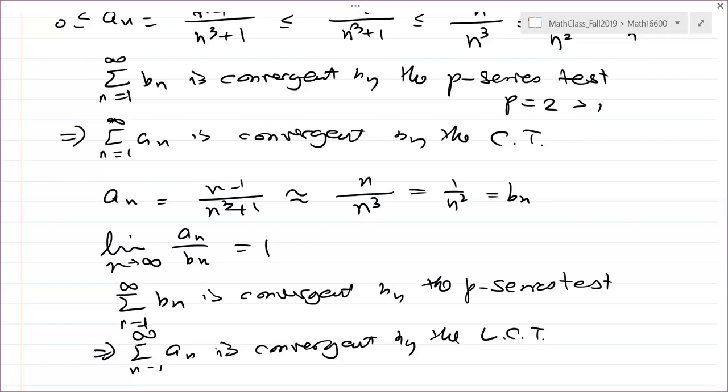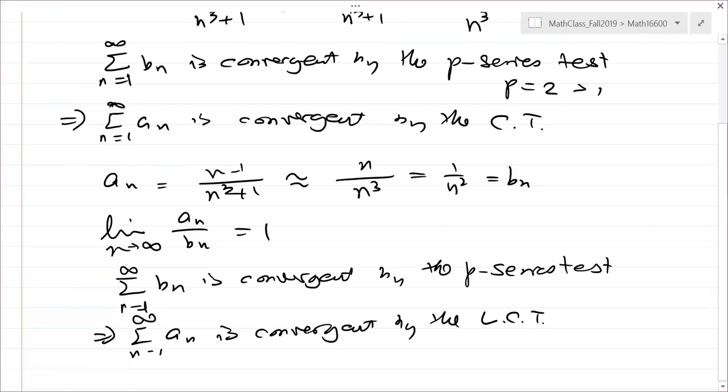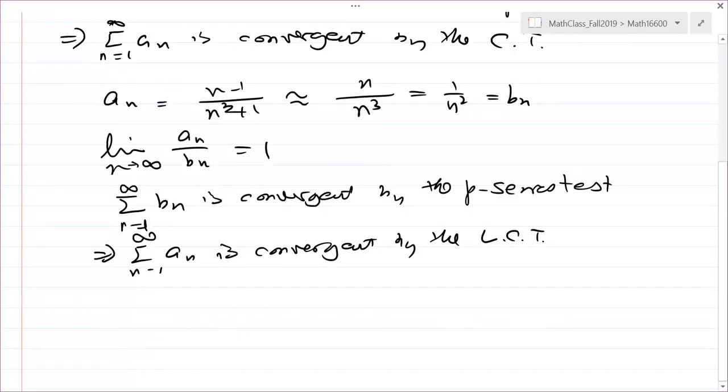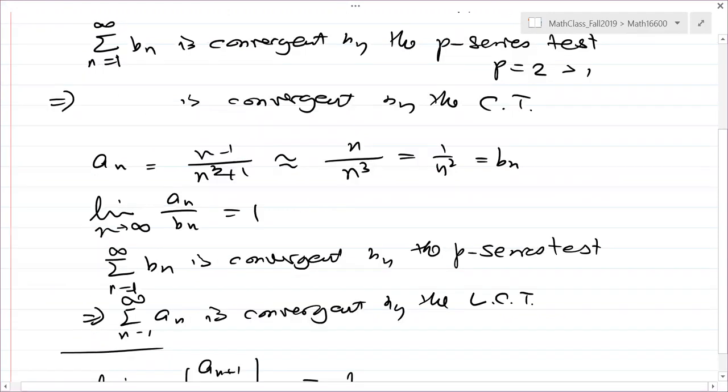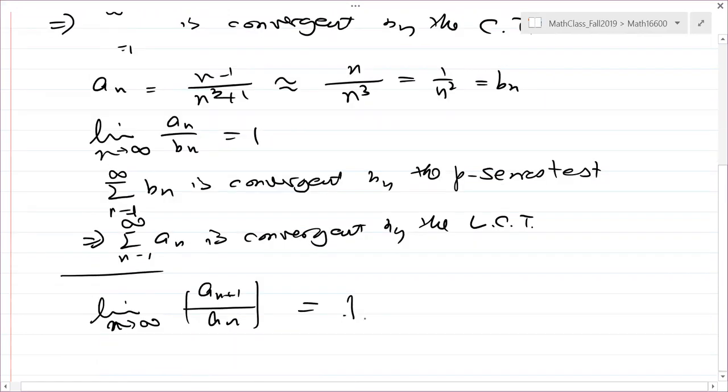The ratio test will give you one. So the limit as n approaches infinity of (n plus one) over n is going to be one, and it is inconclusive by the ratio test. You're not going to use the ratio test.